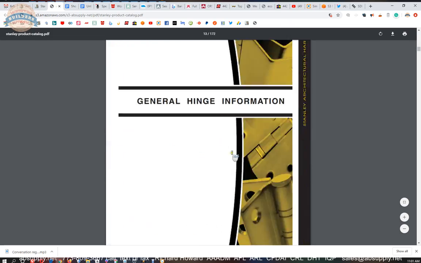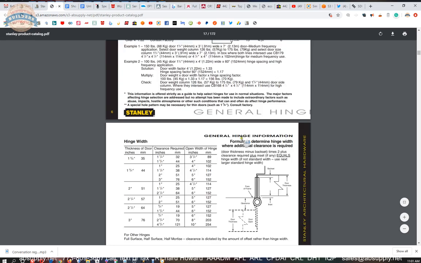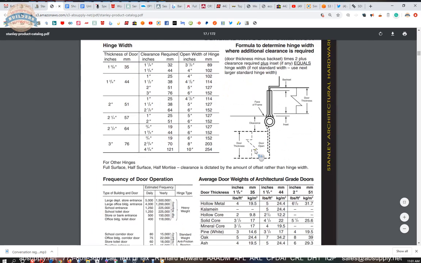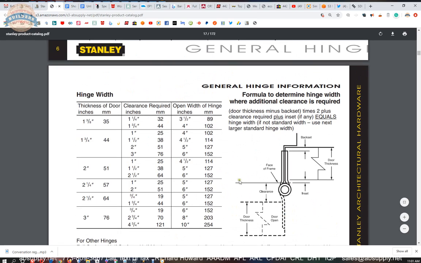So in that Stanley catalog, here it is. This is the formula that you use to determine how wide a hinge needs to be. And I can just tell you now that it's the door thickness minus backset times 2, plus your clearance, plus your inset. Okay? And it's the clearance part that's really important.